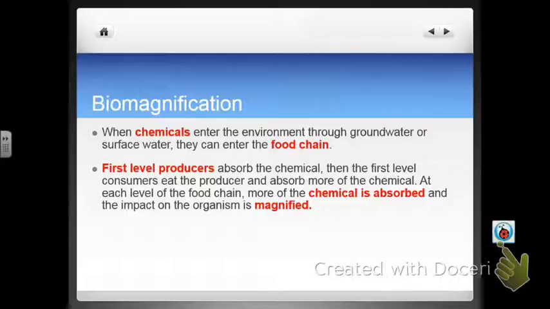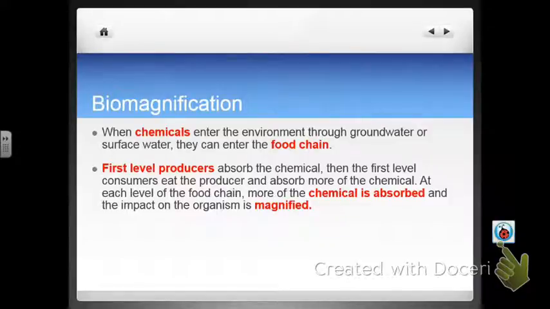Now, when chemicals enter the environment through the groundwater or surface water, they can also enter the food chain. Anytime a chemical gets in the food chain, it's going to do more harm to the health of the organisms at the top of the food chain. Bio means living, magnify means greater effect. So at the top of the food chain, you are going to have the highest amount of damage to the health of the organism.